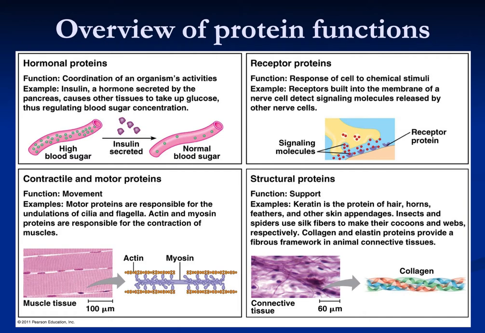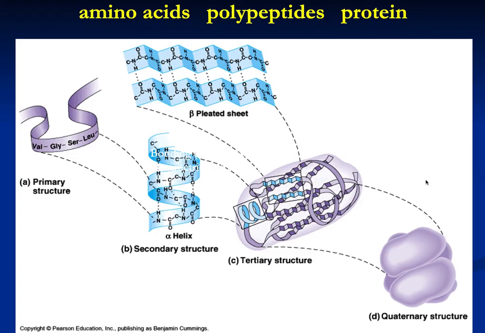Structural proteins, again mentioned, keratin is the protein of hair, feathers, horns, and other skin appendages, and I also mentioned collagen. Collagen and elastin proteins provide a framework in animal connective tissues, and they're very important structural proteins, especially as people age. So here is a general chemical structure of amino acids, polypeptides, and proteins.